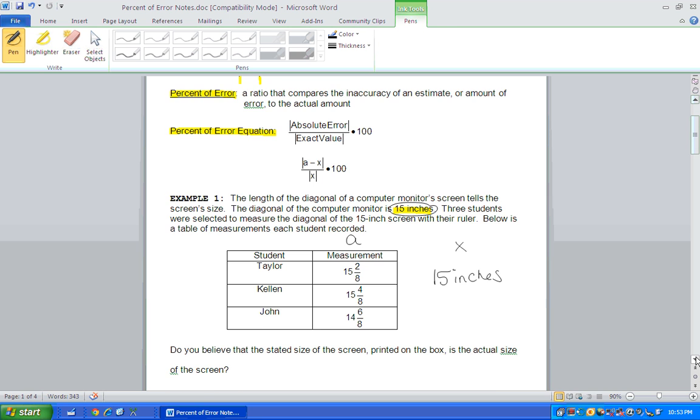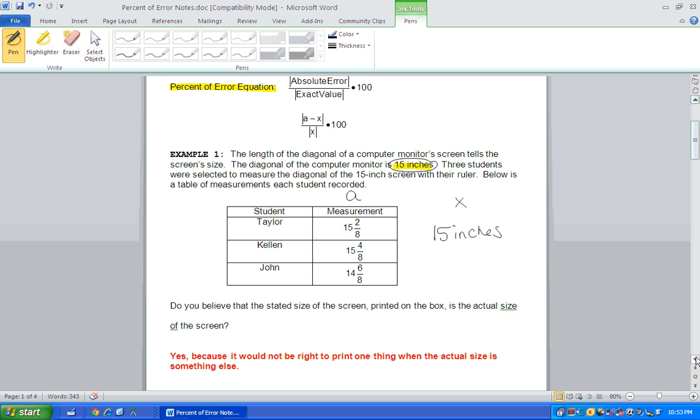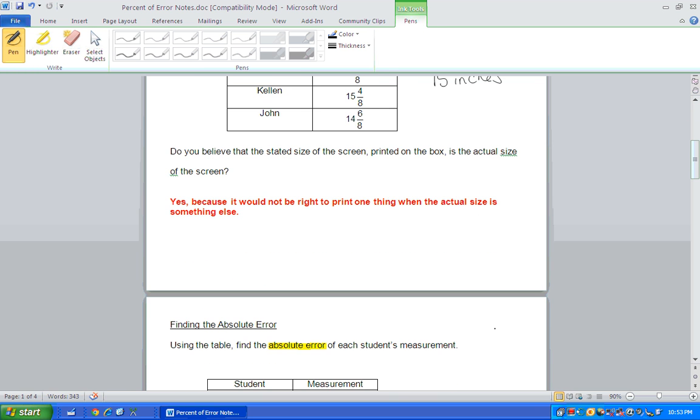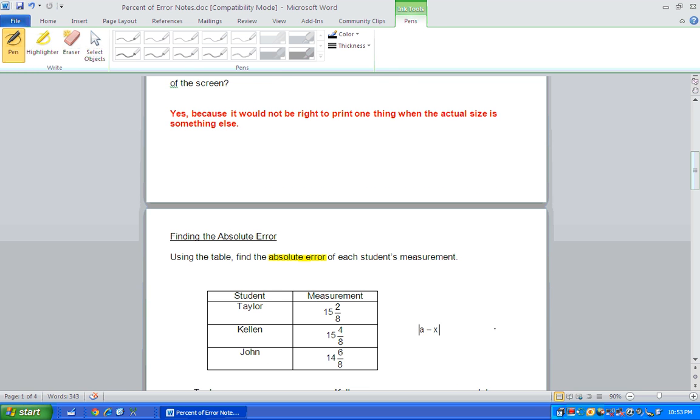Okay, let's see what you said. Did you say yes? Yes, it is the actual size because it would not be right to print one thing when the actual size is something else. That would be considered false advertisement. So let's talk about what absolute error is and how to find it.